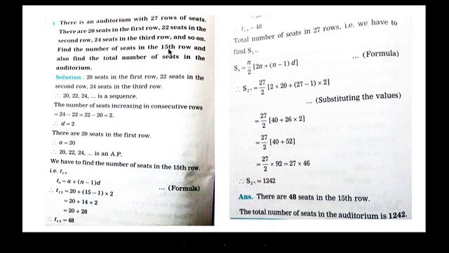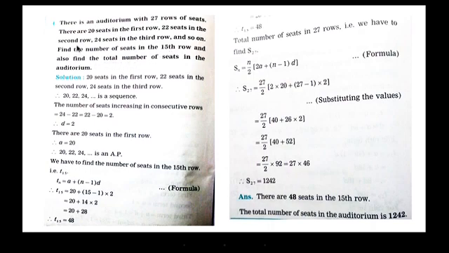That means we have to find T15. And also we have to find the total number of seats in the auditorium. So total number means the sum. So there are 27 rows, so we have to find S27 also. Okay, so we have to find T15 and S27.